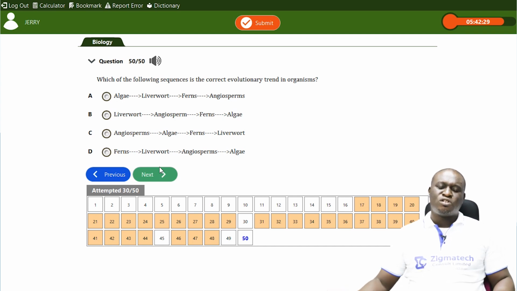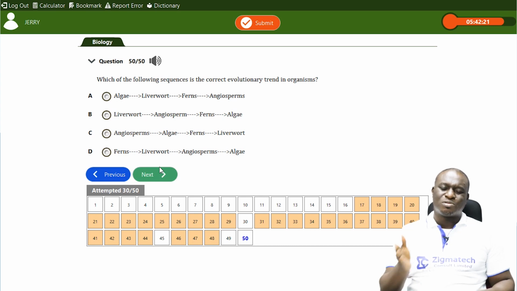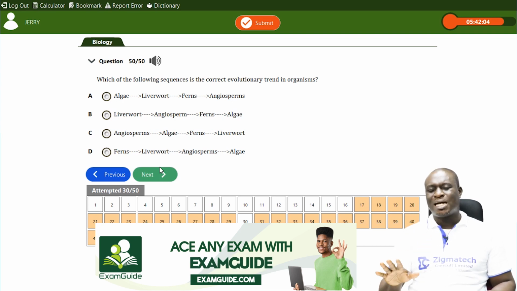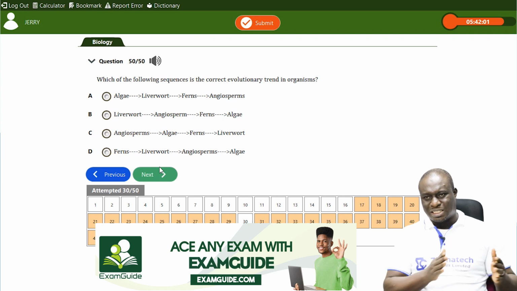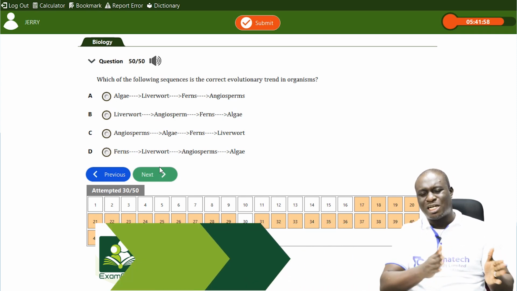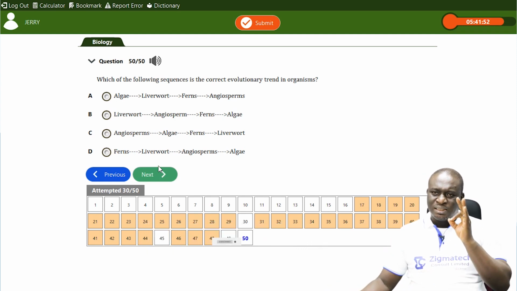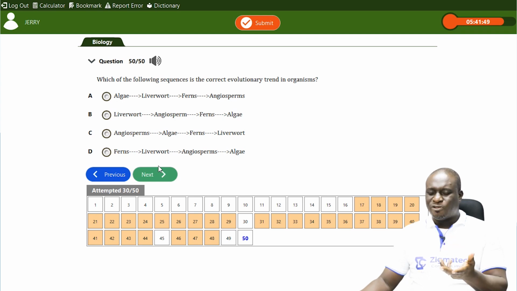Now, when you're looking at evolutionary trend, we have two groups of evolutionary trend. It is from simple to complex, and the other one is from aquatic to terrestrial. What we're looking at in this particular question is simple to complex. This is based on plants, mostly the plant kingdom. We said it is evolutionary trend from simple to complex. In the plant kingdom, the simplest form is the thallophytes.